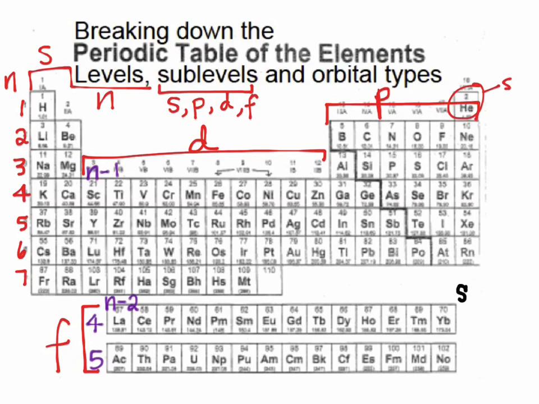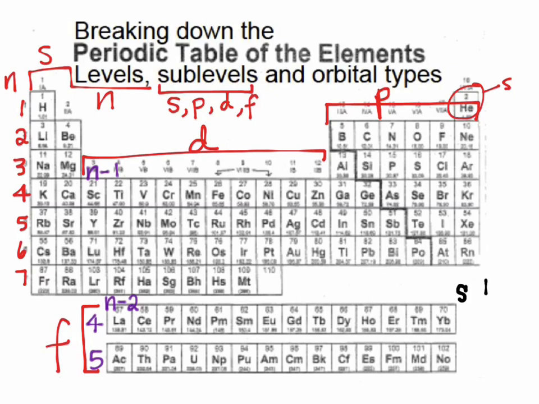So how many s orbitals are there in an energy level? How many s sublevels does level 1 have? How many s's are there? 1. If you go to 2, how many are there? 1. If you go to 3, how many are there? I only care about s's. Each level has 1 s sublevel, right? Yes. Okay.